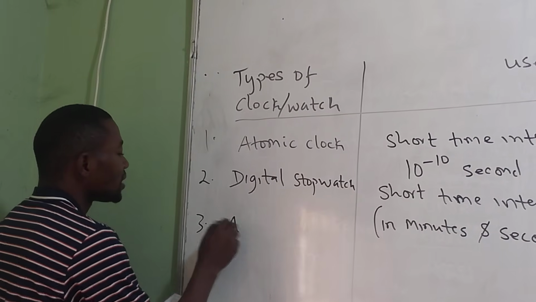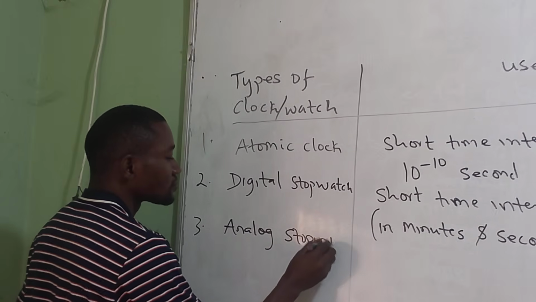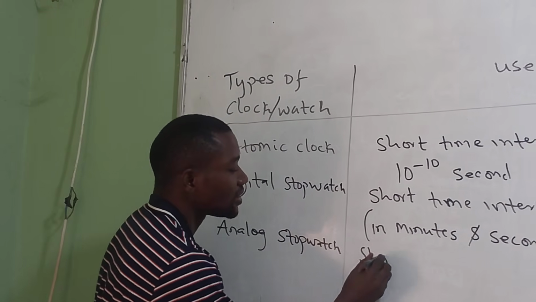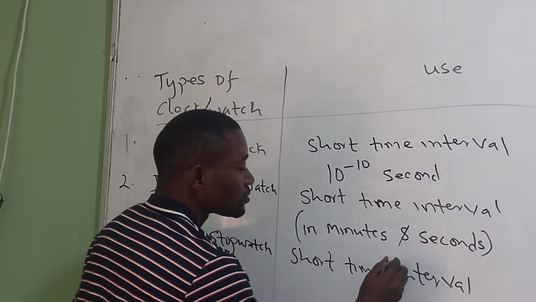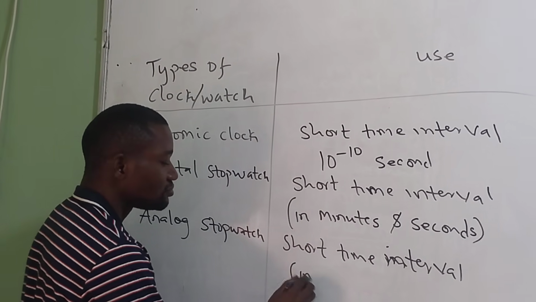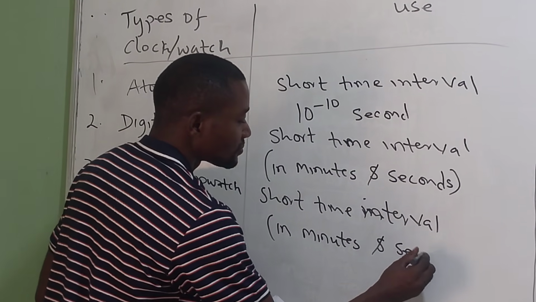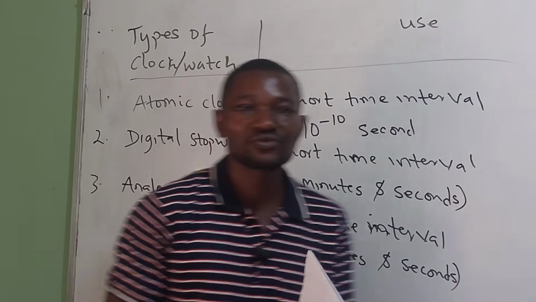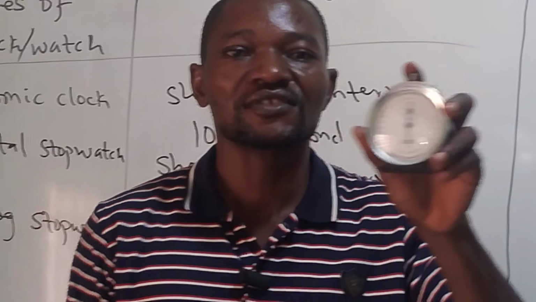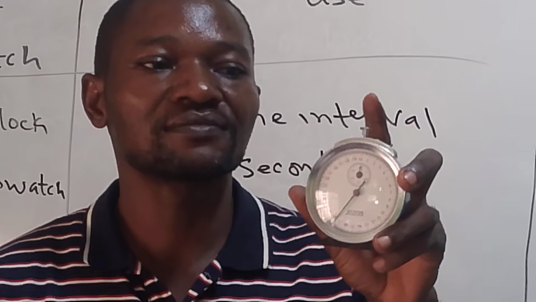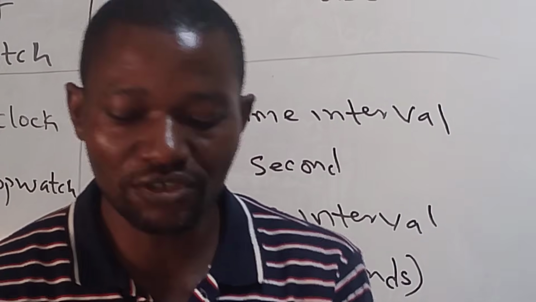The other one we have is the analog stopwatch. It also measures short time intervals, also in minutes and seconds. Have you seen an analog stopwatch before? I have one here. This is an analog stopwatch. You start it, you stop it, you take your reading. You use it to measure time.